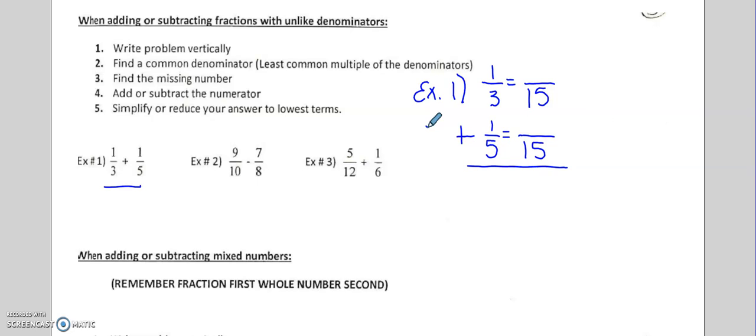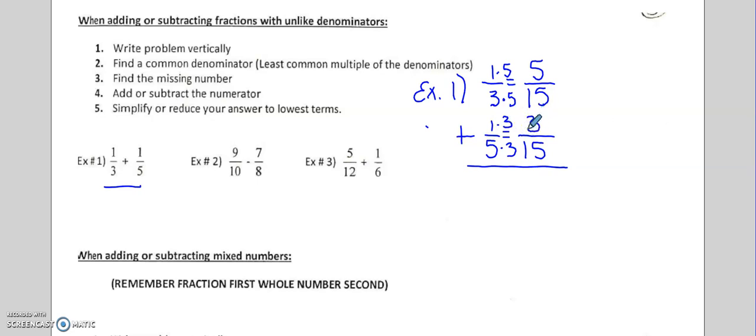Now, I want to write an equivalent fraction for 1/3 and 1/5. So 3 and 15. What did I do to 3 to get to 15? Okay, times 5. Whatever I do to the denominator, I have to do to the numerator. So 1 times 5 is 5. Going down to 1/5, how many 15ths? Well, I multiplied the denominator by 3. So we're going to multiply the numerator by 3 as well.